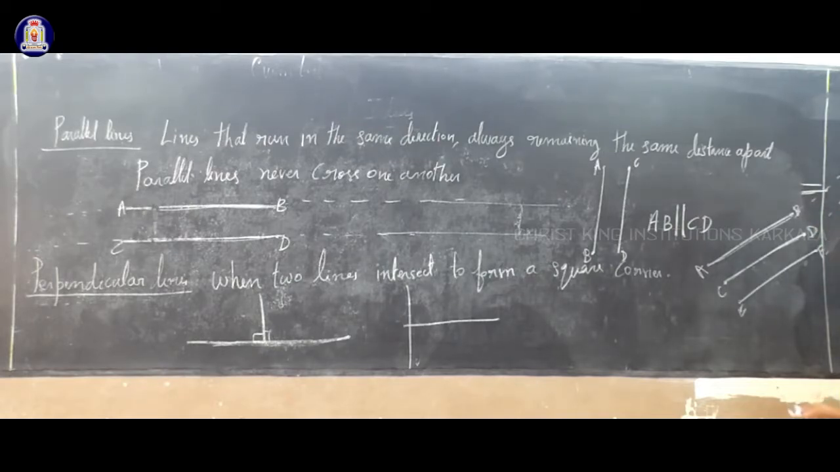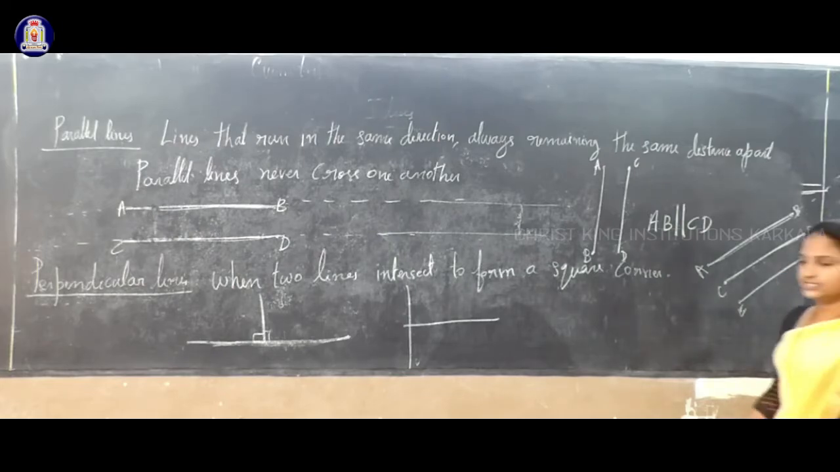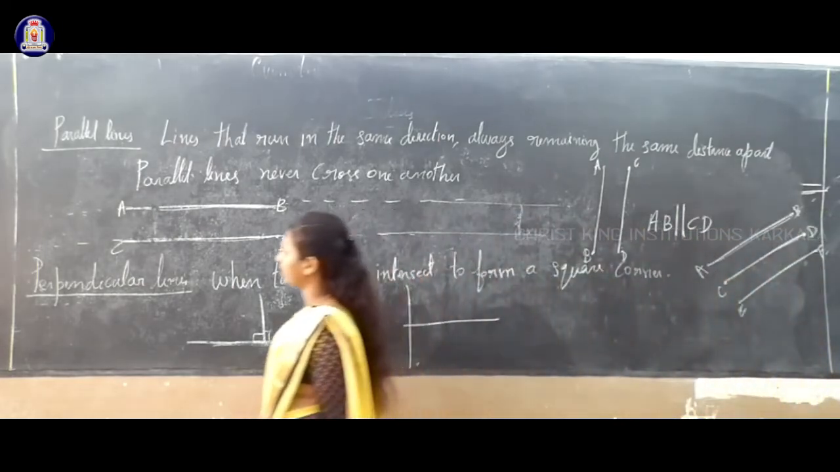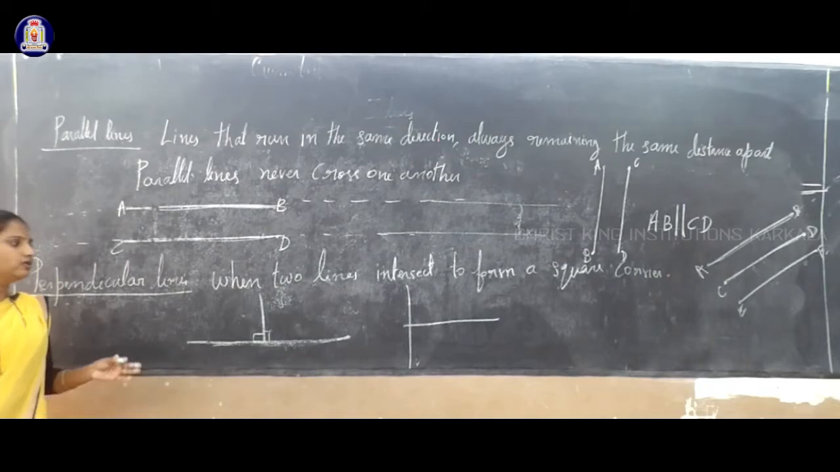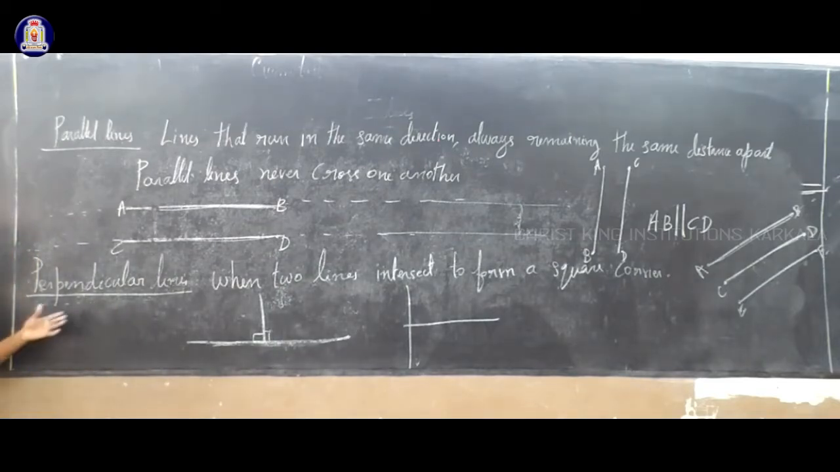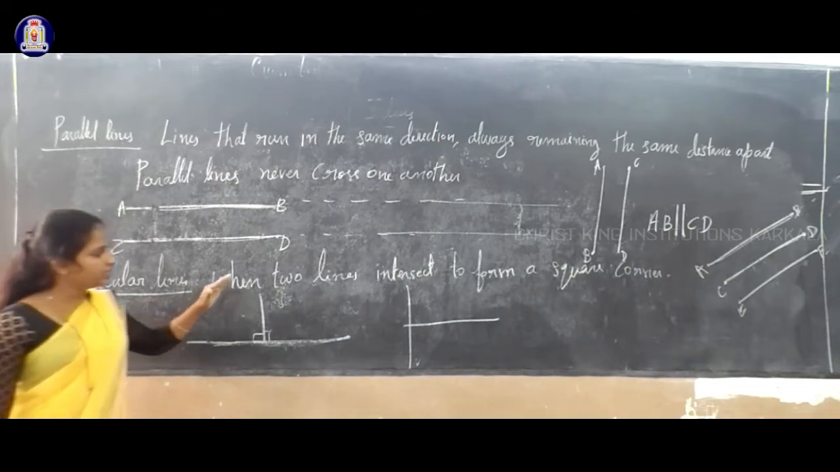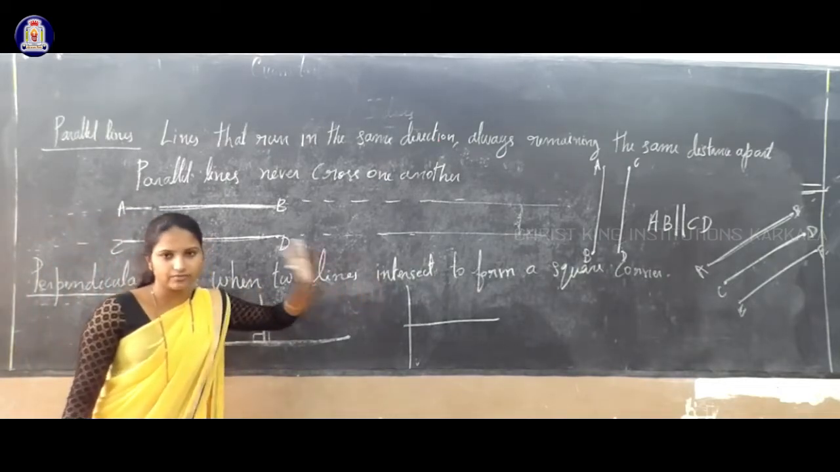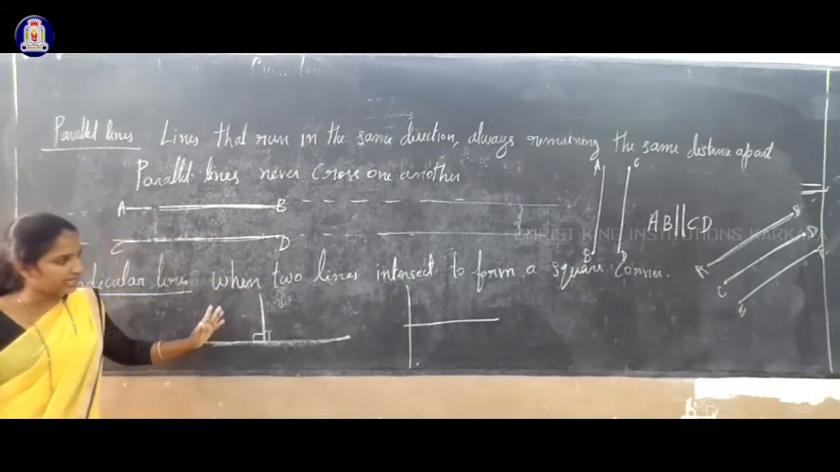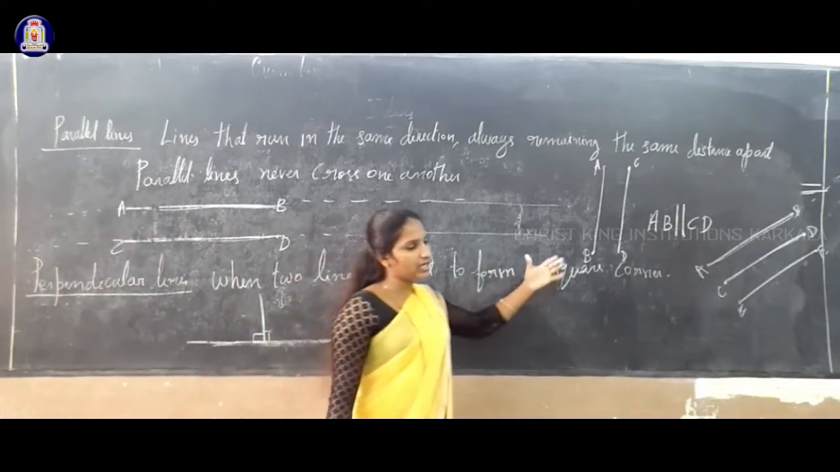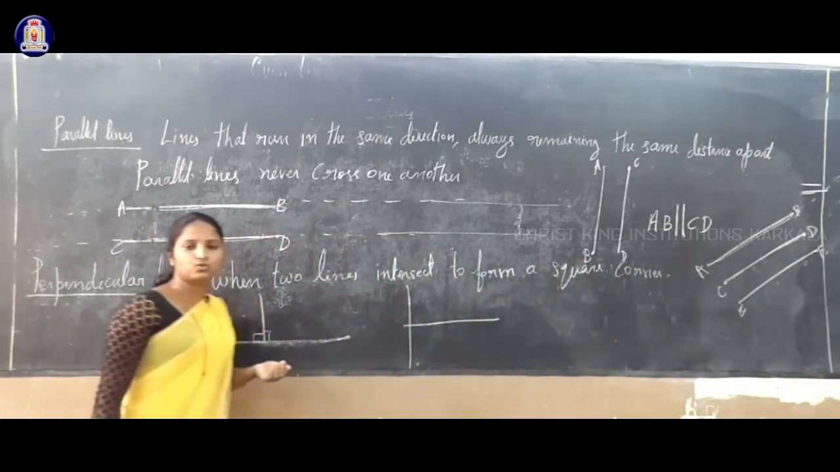So here, this is what parallel lines are. Next we can see perpendicular lines. So what is the meaning of perpendicular? That means when two lines intersect to form a square corner.